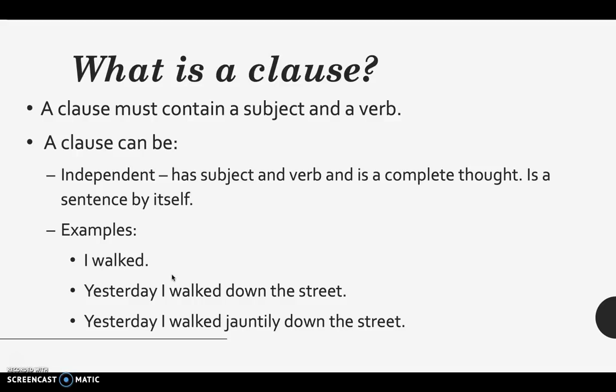So, for example, I walked. I is the subject, walked is the verb. But it's a clause, it's an independent clause, it's also a sentence because it has those two aspects. And we can add to that. Yesterday I walked down the street. Still a clause, still an independent clause. All that we've added is an adverb and a prepositional phrase. Yesterday I walked jauntily down the street. I added an adverb, but it still didn't change what type of clause this is. So an independent clause, you can just think of that as a sentence.